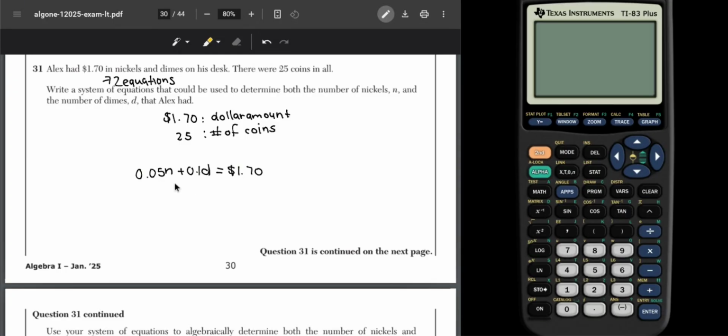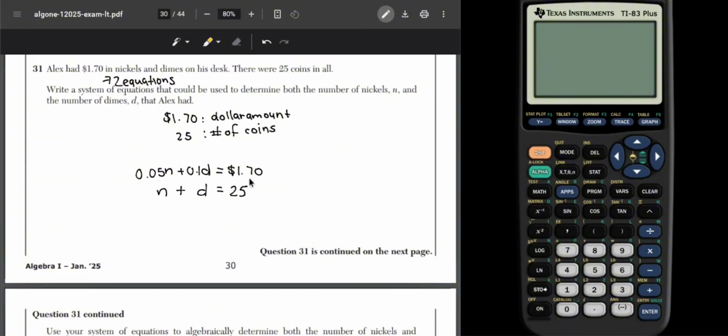So my first equation of my system of equations is going to be 0.05n, because a nickel is 5 cents, times the number of nickels, which I need to figure out, plus 0.1d, because a dime is 10 cents, is equal to 170. Now, I need to find out the total number of coins. So I know he had 25 coins in total. I want to know how many dimes, and I want to know how many nickels. So my second equation is going to be n plus d is equal to 25.